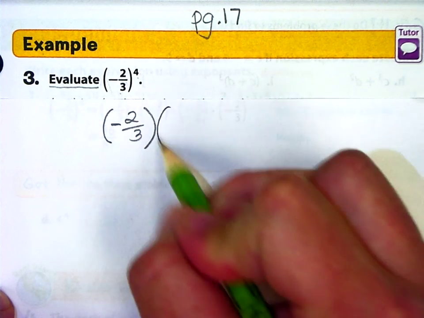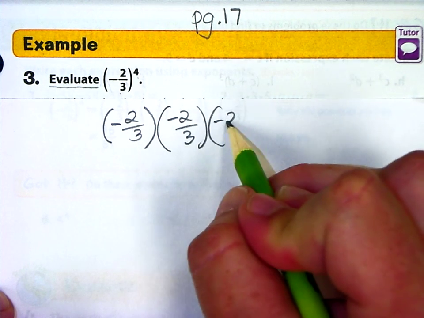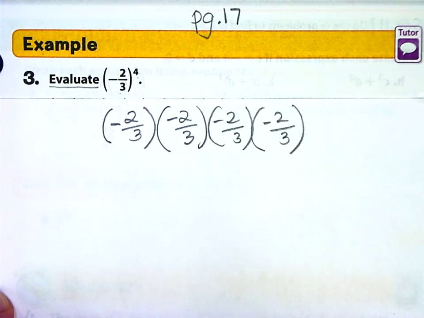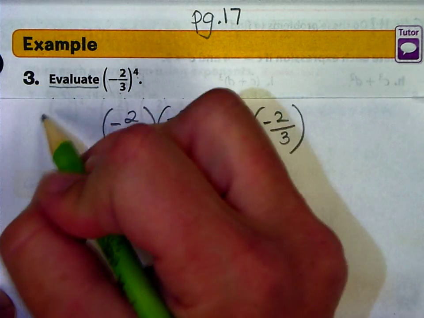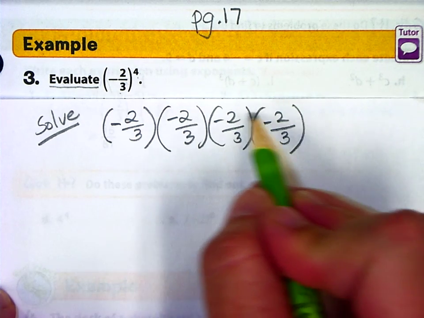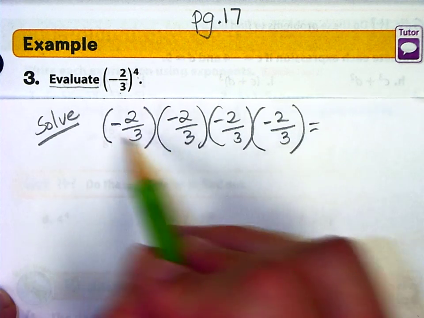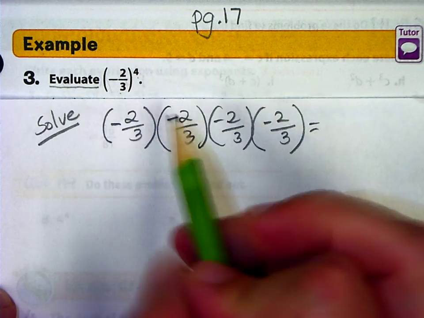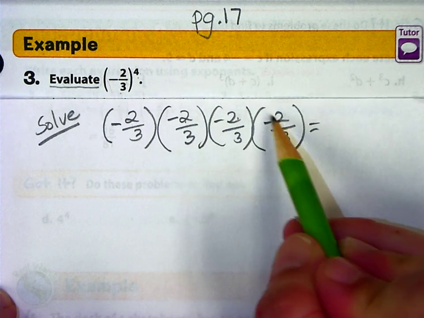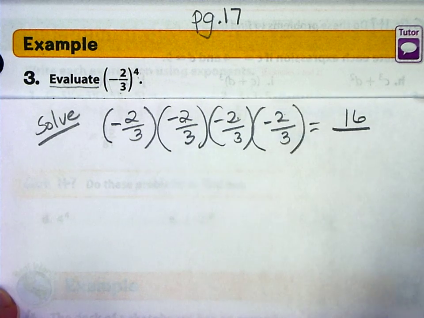Negative 2/3, negative 2/3, negative 2/3, negative 2/3. And now evaluate means solve completely. So now I want to multiply all the way across the top and then multiply all the way across the bottom, and I'm going to count my negatives in the end. So 2 times 2 is 4, times 2 is 8, times 2 is 16. So 2 to the fourth power is 16.